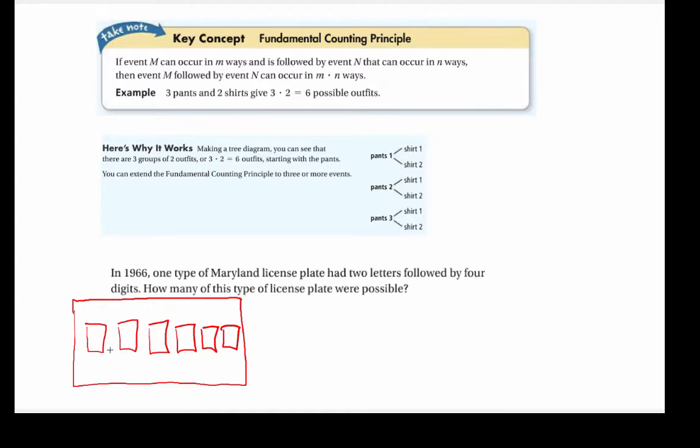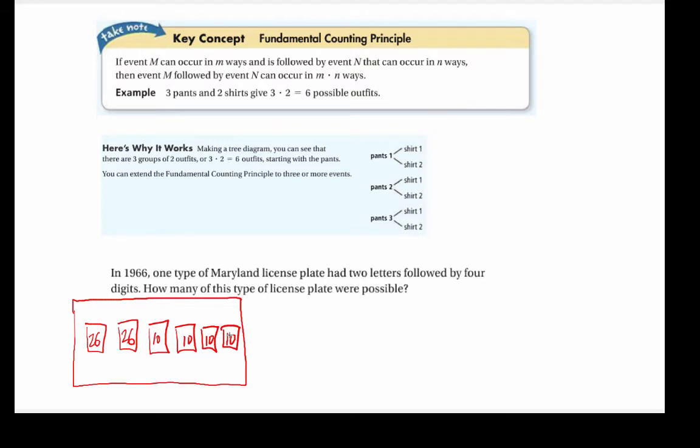In these first 2 spots, we have 26 letters in the alphabet. So there's 26 possible characters that could go in this box, 26 possible characters that could go in this box. In these last 4 boxes, we have digits, single digits. They can be 0 up to 9, so that is 10. So there are 10 possibilities in each one of these spots.